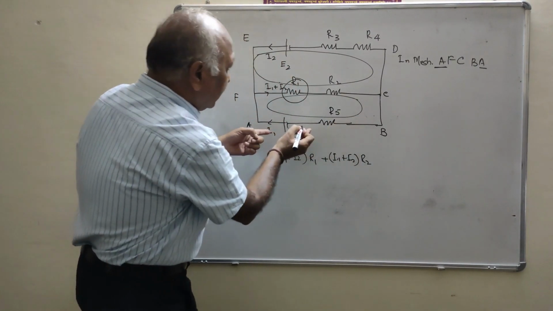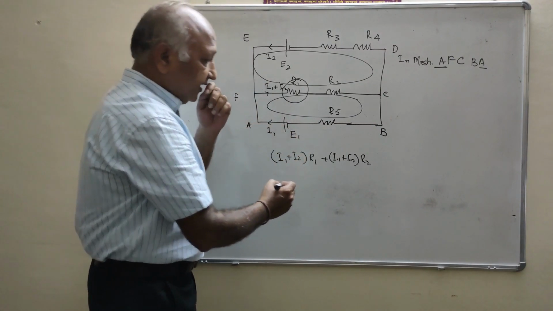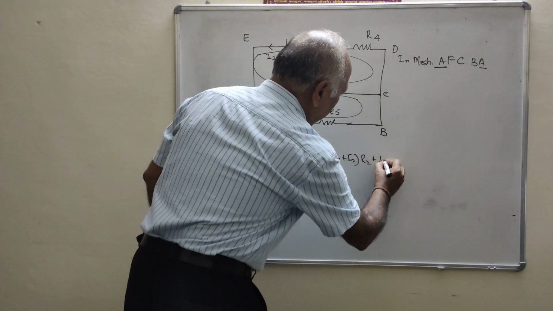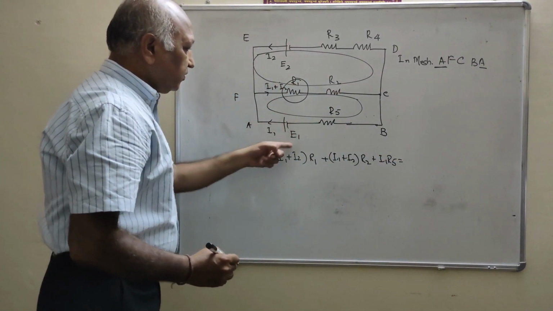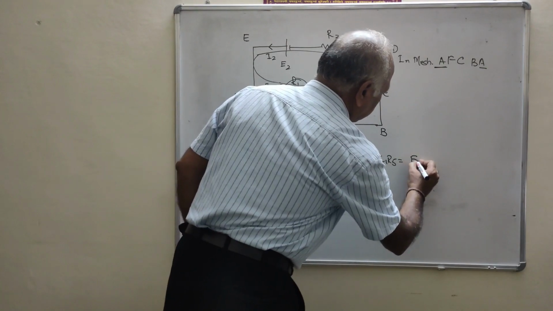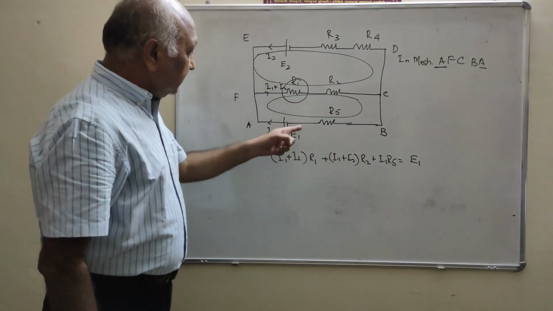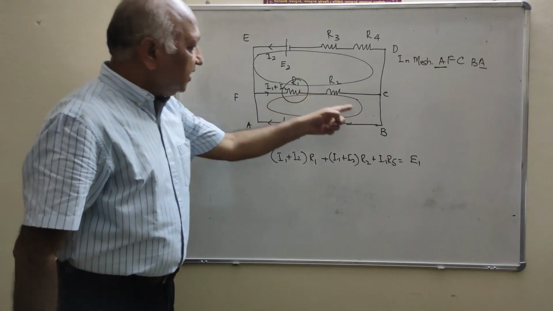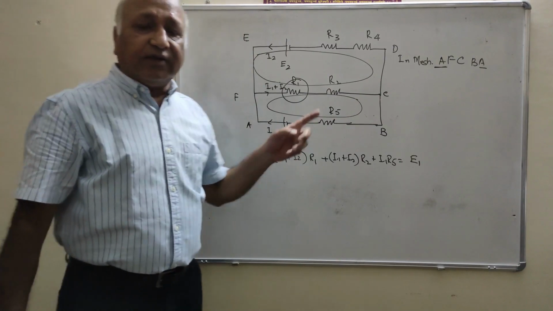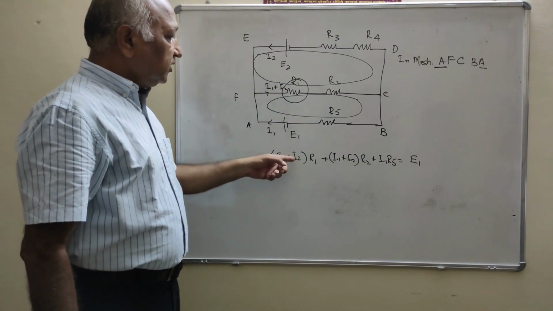And here how much is the current? What is the current? This is the I1. That is plus I1 R5. And it is equal to the E1. Clear? That means negative to positive, it is the voltage rise, and here the voltage drop. The voltage rise must be equal to the voltage drops.